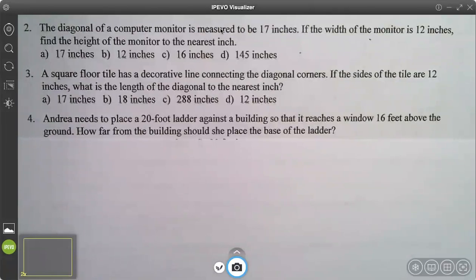leaning against a house going up to a window, and your two legs are the height of the house up to the window, the width, the distance between the bottom of the house and the bottom of the ladder, and the hypotenuse, the ladder. Try to draw a picture representing this situation and then stop.